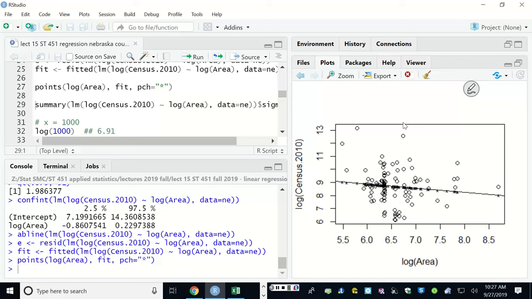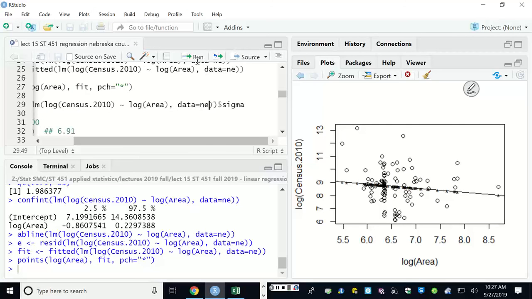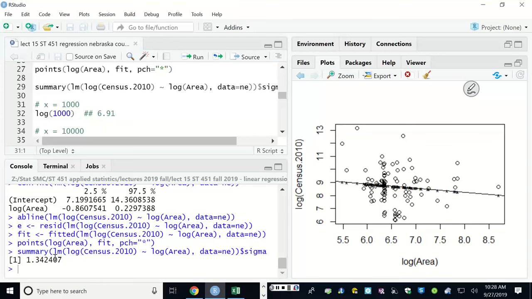How big is the standard deviation this way? Our model had our errors, had that sigma. It's part of something that's produced by the summary, and it's just called sigma. So that value is 1.34. So on a log scale, the standard deviation of these vertical distances is 1.34.